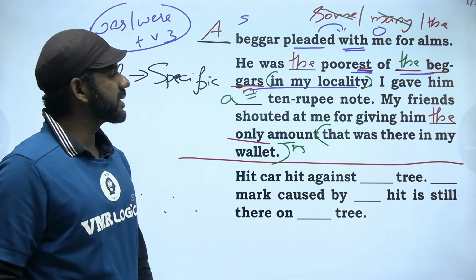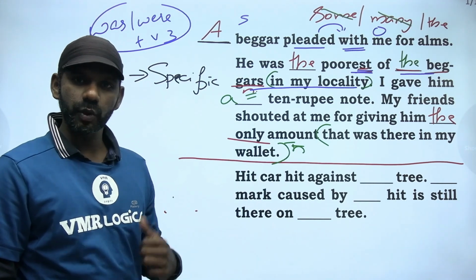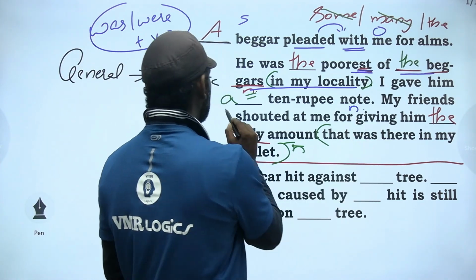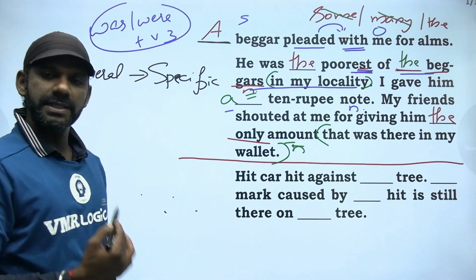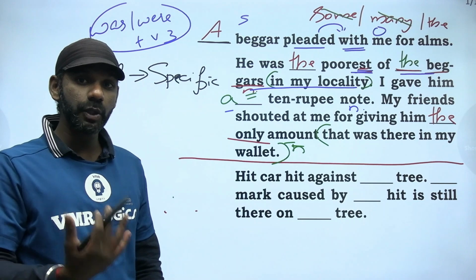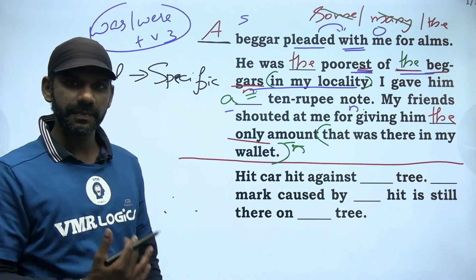I gave him a 10 rupee note. A 10 rupee note or a 10 rupees note? We have already discussed it. Note is a noun because of the article a. So 10 rupee becomes an adjective. An adjective should not be used in the plural form. So a 10 rupees note is wrong. It must be a 10 rupee note.